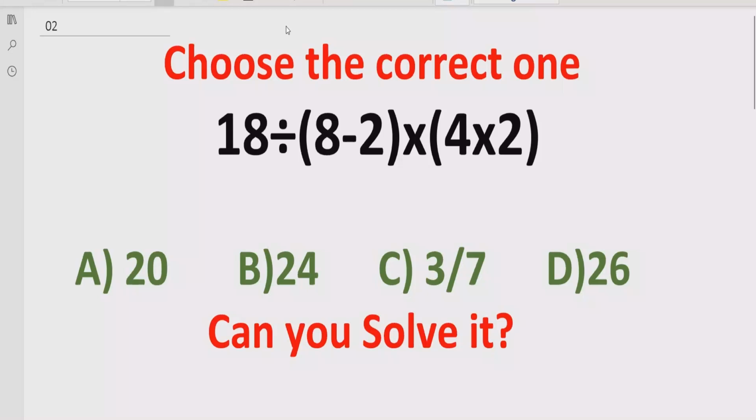Today we will solve another quiz which is related to arithmetic expression. The expression contains the basic operations: minus, multiplication and division. So we have to solve this quiz using the PEMDAS and BODMAS method and find out which answer is correct. Here we have four answers: 20, 24, 3 by 7, 26. So we have to see which answer is correct.